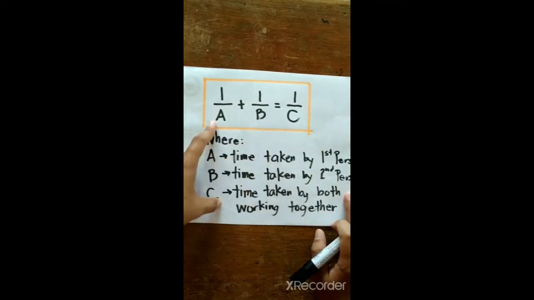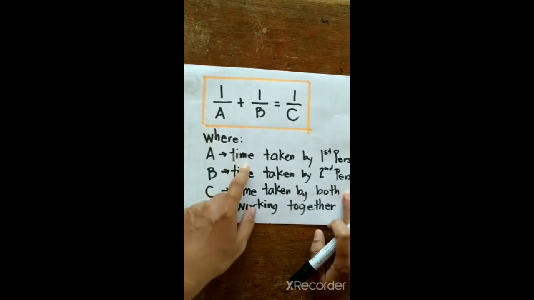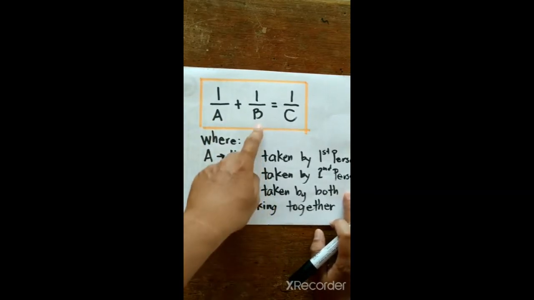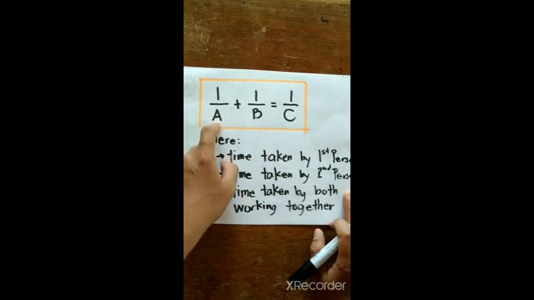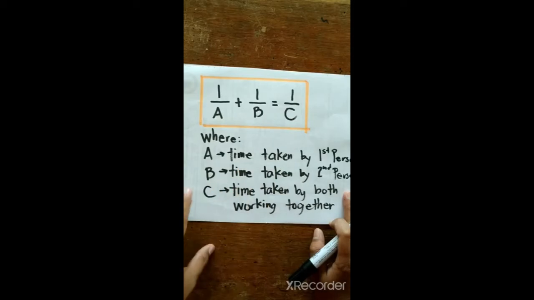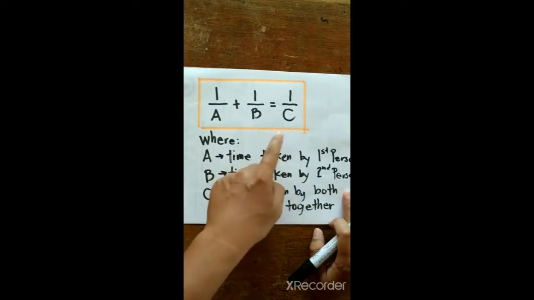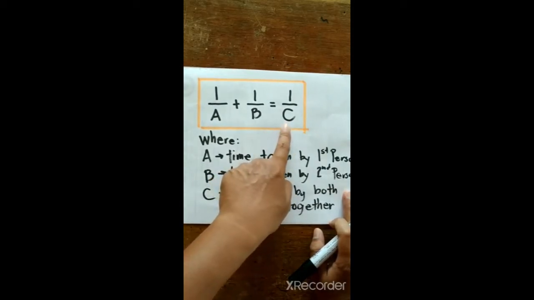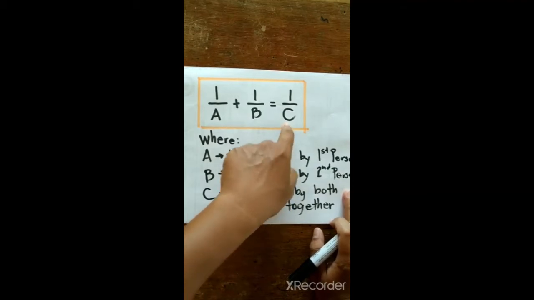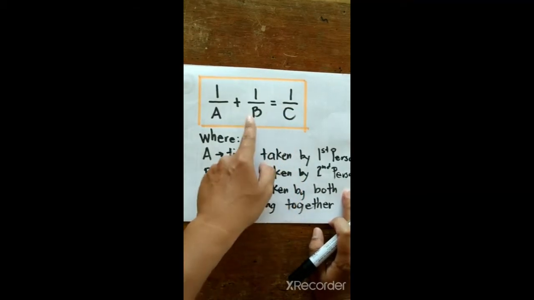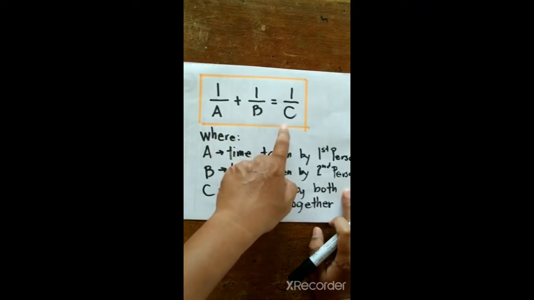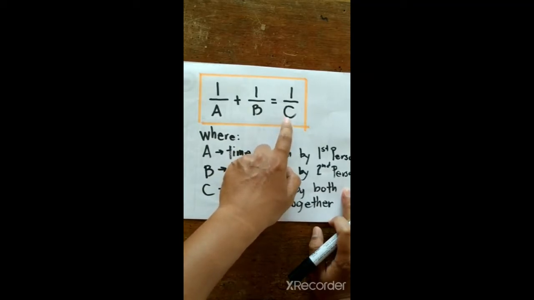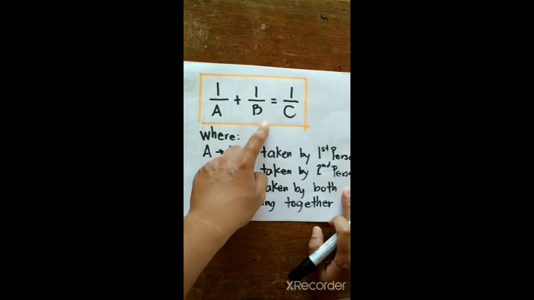This is when a is the time taken by the first person alone, and b is the time taken by the second person alone, and c is the time taken by both persons working together. Which means that the time for c should be less than b and less than a, because it does not make any sense if they are both working together and this has greater time compared to a and b, right?